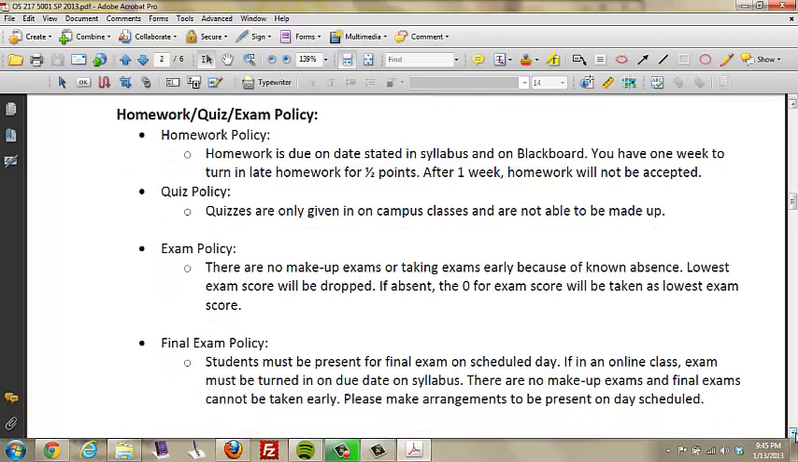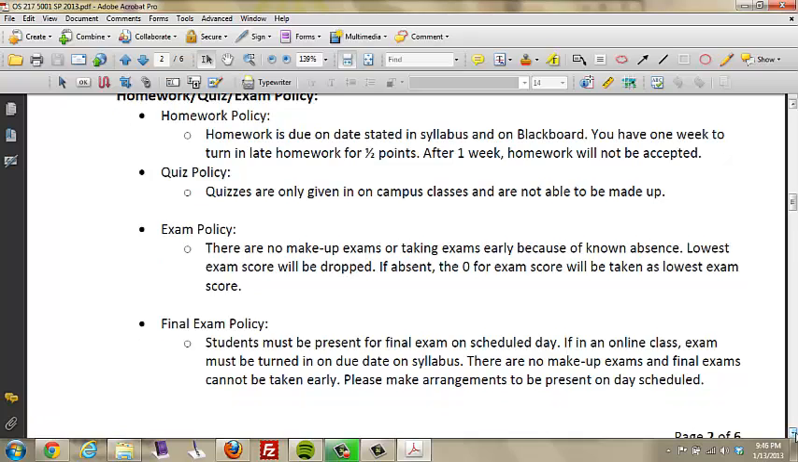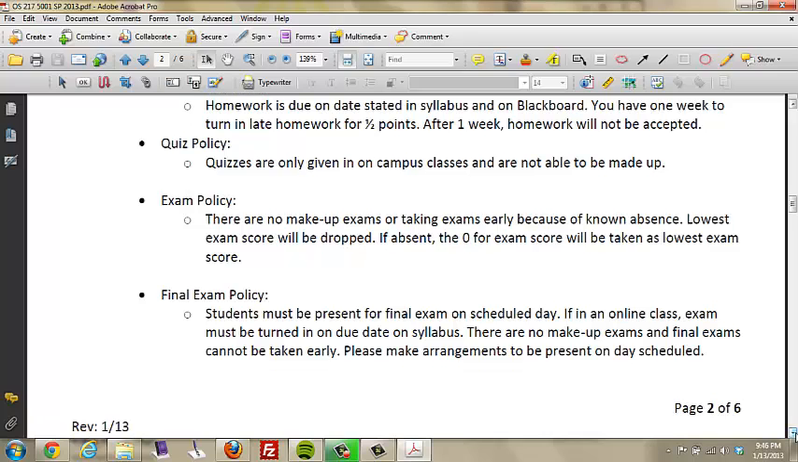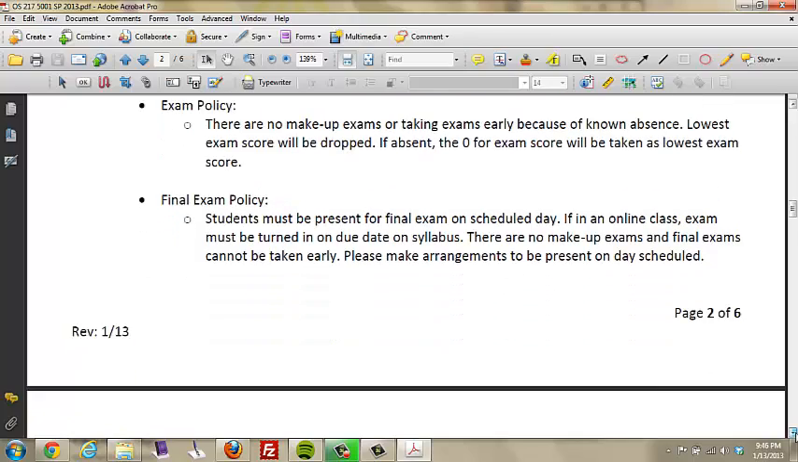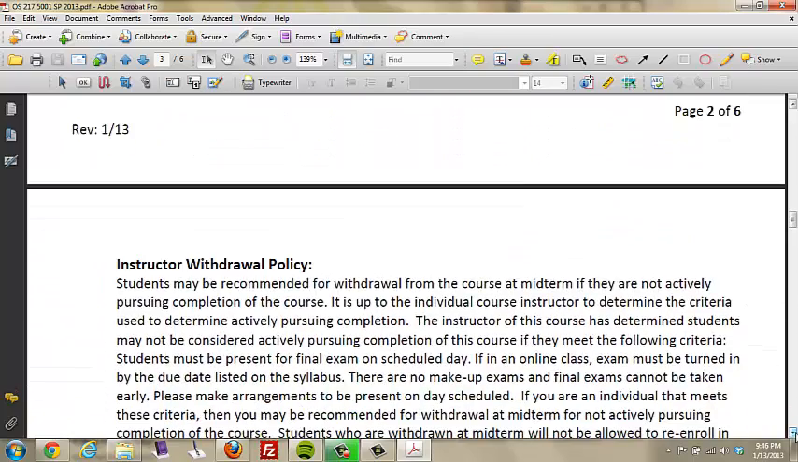Homework this semester is due on the dates stated in the syllabus and on Blackboard, and you have 1 week to turn in late homework for half the points. After 1 week, homework will not be accepted, and I'm sticking to that rule this time because this is a rule that we've decided to have in our department and our division. So no more late work. Quizzes, it says given in on-campus classes, but we do have exams for this course, or what I would call quizzes. So each week we have a quiz on the chapters. So just be aware of that. You want to make sure you hit those dates, and then we have a final exam that you should have turned in by the time you're finished.